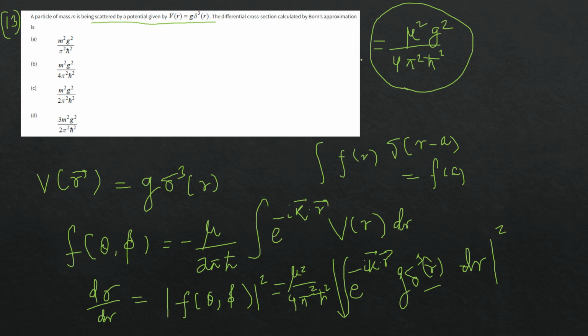Mu means your mass here, taken as m. So m square g square by 4 pi square h cut square. Yeah, option B is the answer. This is from scattering potential, Born approximation. This may come as a 2 mark question in GATE or 5 marks in CSIR NET. Yeah. Next question.